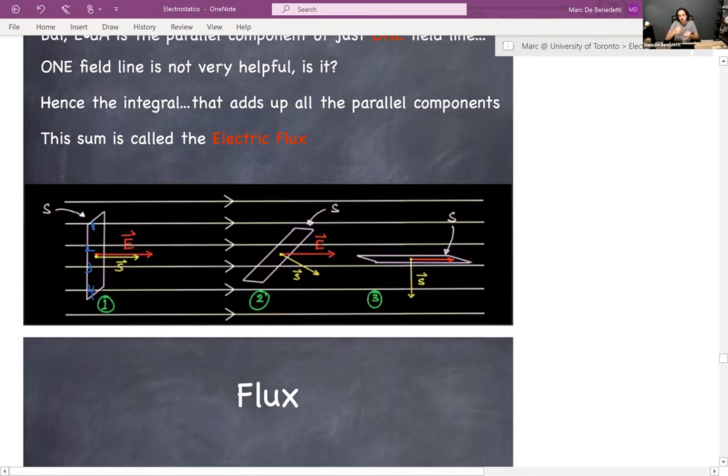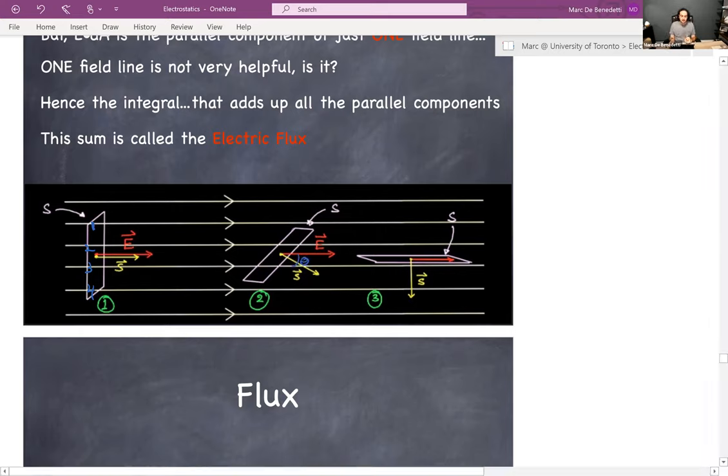Now, if I change the orientation of this area and I tilt it, the E field remains unchanged. It's still horizontal, it's still the same strength as before. The E field is not changing. The size of this rectangle is not changing. I'm not shrinking the rectangle, I'm not making it larger, so the magnitude of dA is not changed. However, the angle is now different.